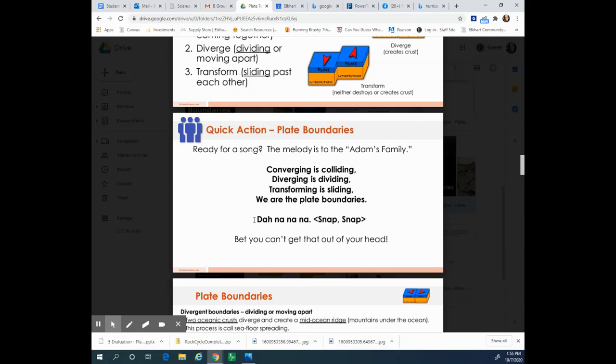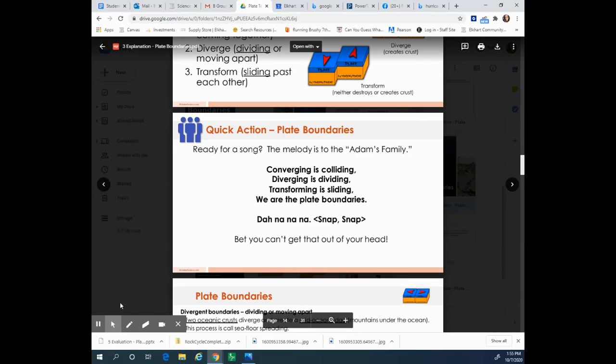Dun dun dun dun dun dun dun dun dun. Converging is colliding, diverging is dividing, transforming is sliding. We are the plate boundaries. Dun dun dun dun dun dun. That is the Addams Family tune.